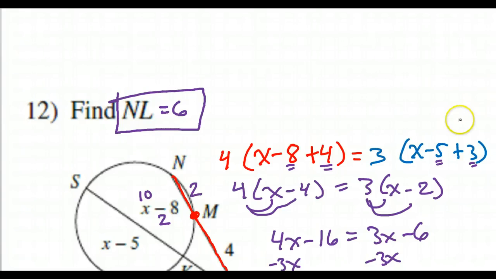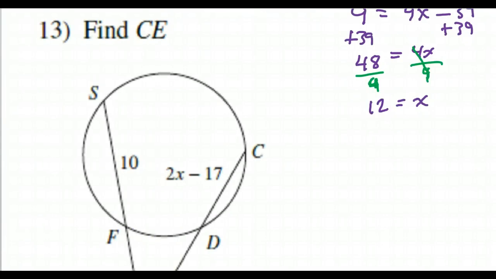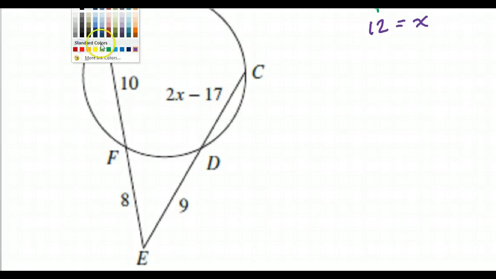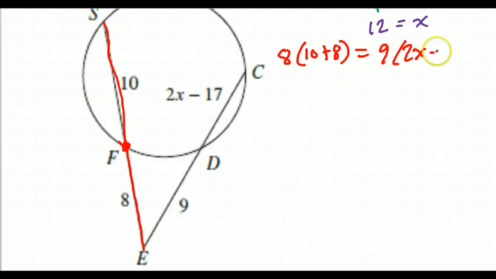Alright, let's look at number 13. Find CE. Okay, it's another part times whole equals part times whole situation. Alright, look at this red secant segment that goes like this. Okay, here we go. Part times whole. So I'm going to do 8 times 10 plus 8. You know, of course, I could just put 18. Alright, but that's part and that's the whole. Now, for this part, I'm going to do 9 times 2x minus 17 plus 9.